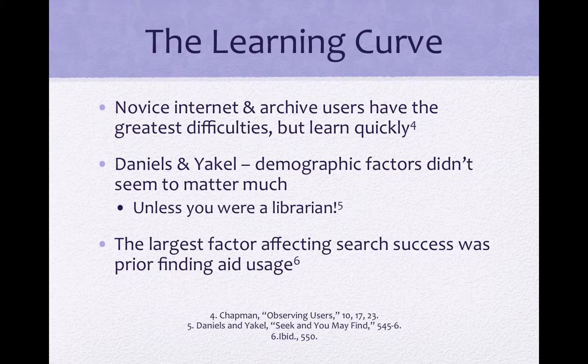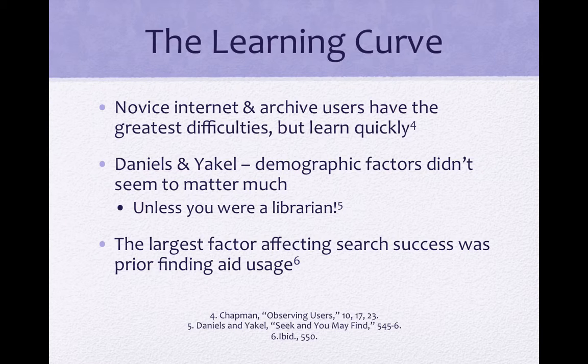Daniels and Yakel's study found that the demographic factors didn't matter as much, but the one thing that did stand out to them, well, there were two things actually, but the first thing was the only demographic that really stood out was that the more successful searchers were librarians. And it's kind of funny, but it really makes sense because they are equipped with those skills already to find things.